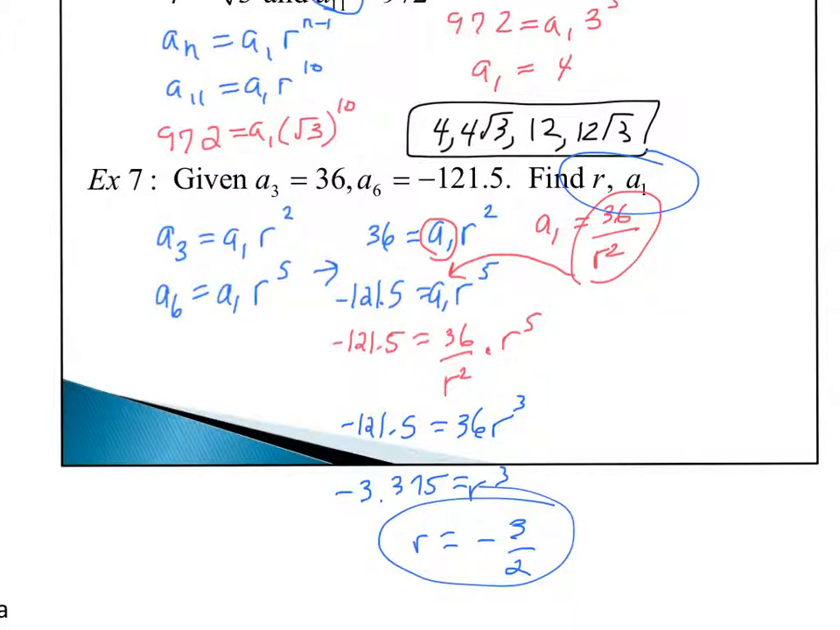Actually, no, we have not. Back that up. My a1 is going to be 36 divided by negative 3 halves squared. And after I get that, we get a1 equals 16. There we go.